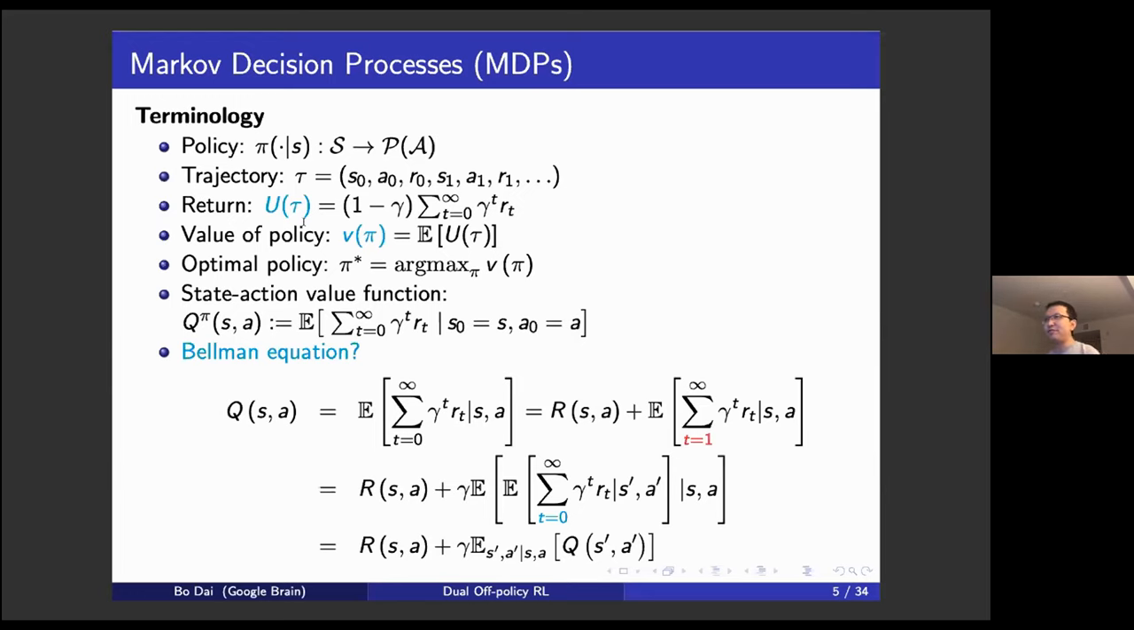And later we define the optimal policy, pi star, which will achieve the maximum of V pi, that's arg max of V pi here.